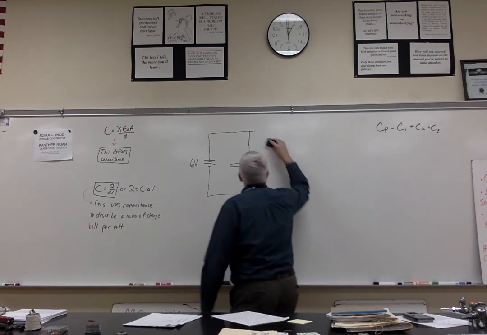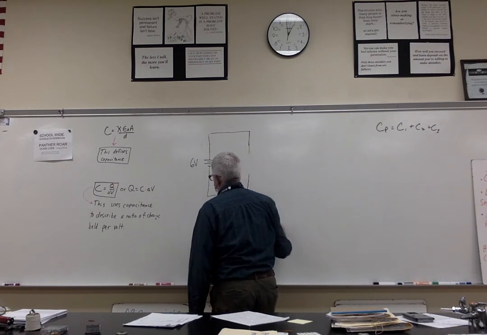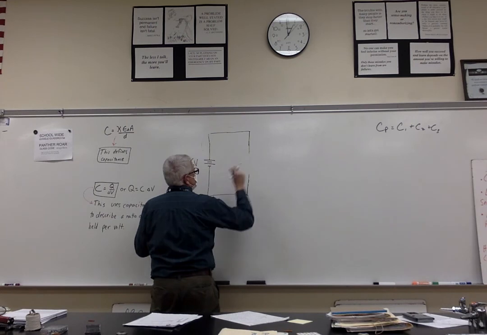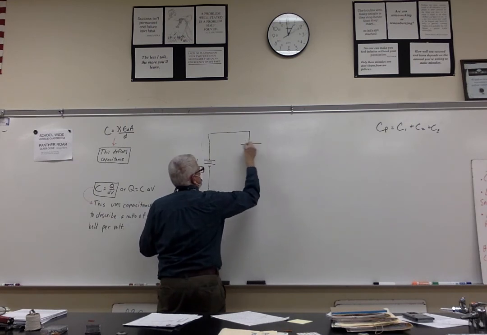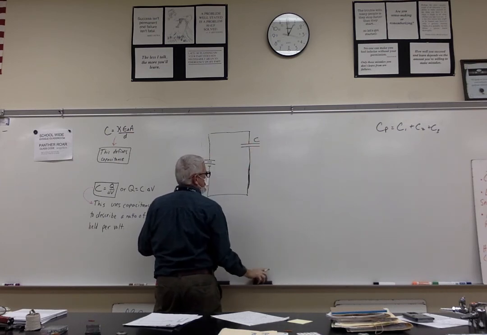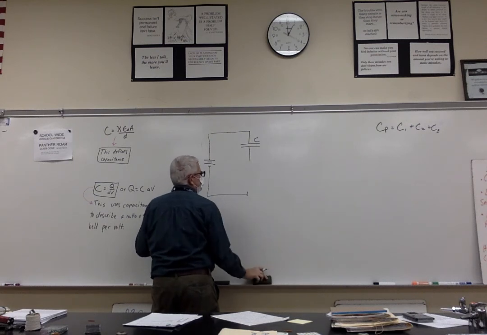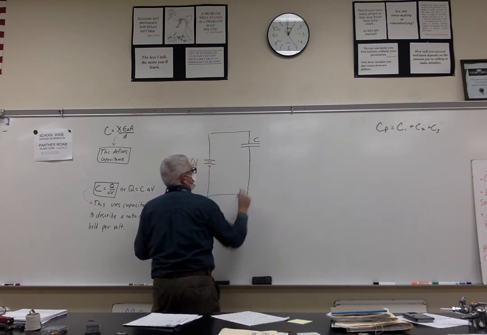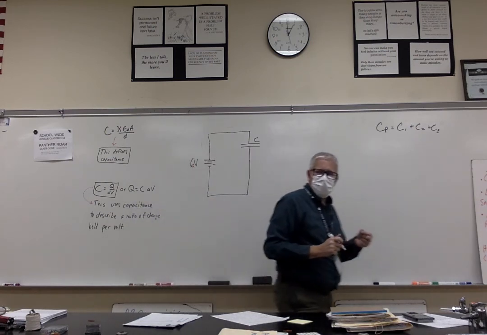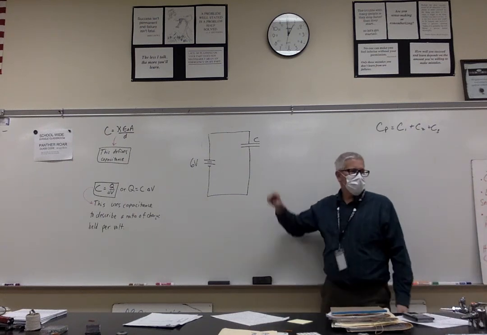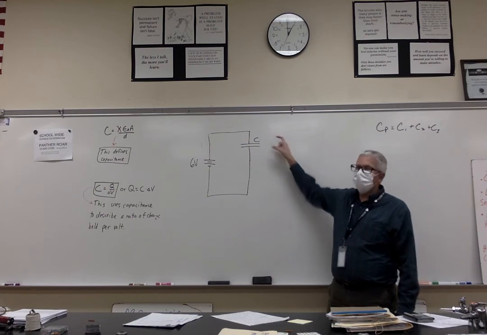Now we're going to think about a series circuit. So I had this. We had a single capacitance. Again, it's got a capacitance of C now, because we've got only one capacitor. And the voltage across this, you said, was what? 6 volts. 6 volts, that makes sense.